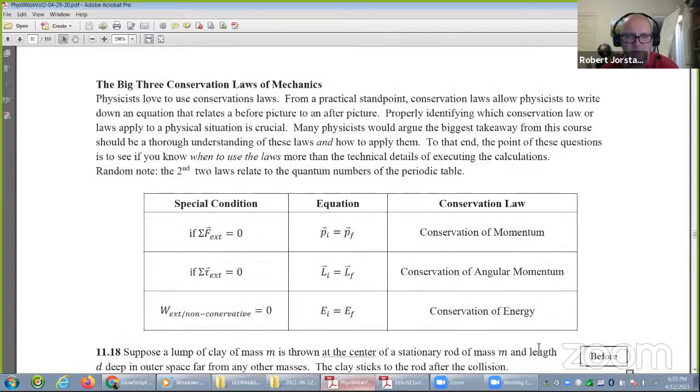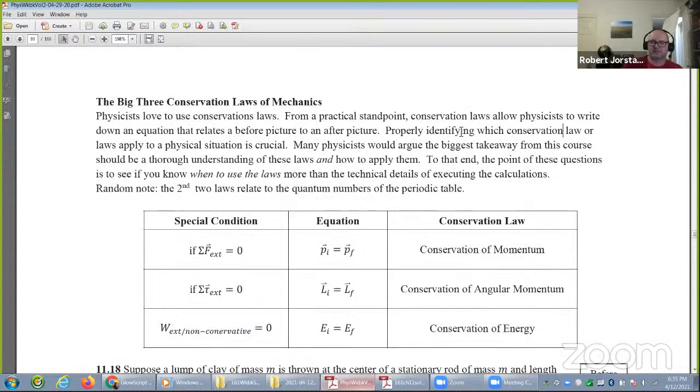All right. Let me show you something really quick, just because we're at a good spot to talk about it. So far, we have discussed 3 different conservation laws, and this is page 93. What is the point of a conservation law from a big picture? Conservation laws allow physicists to relate a before to an after, right? If you could properly identify which conservation law applies, you will write down a correct equation that applies to a before and after picture.